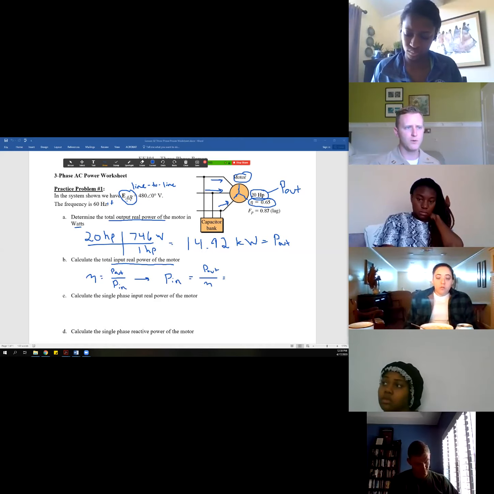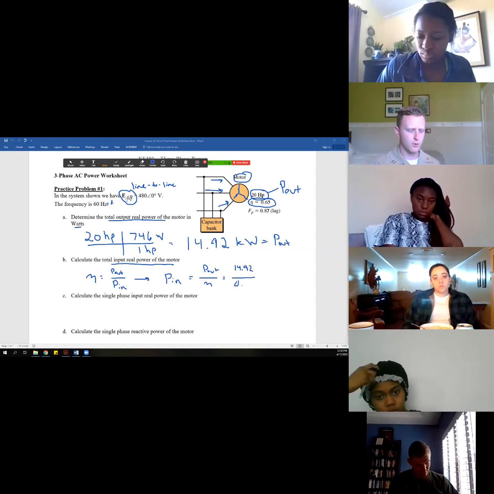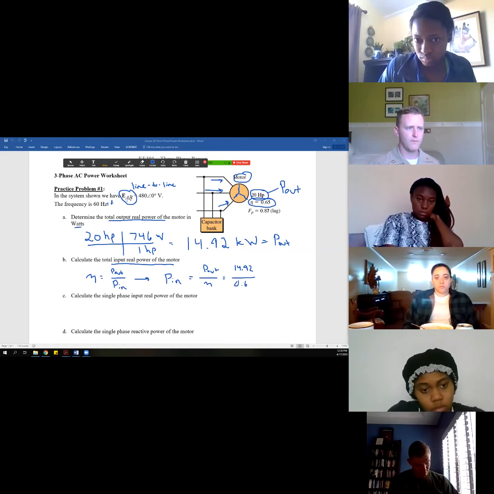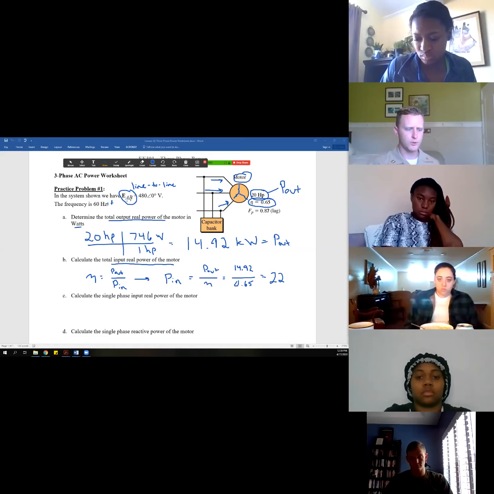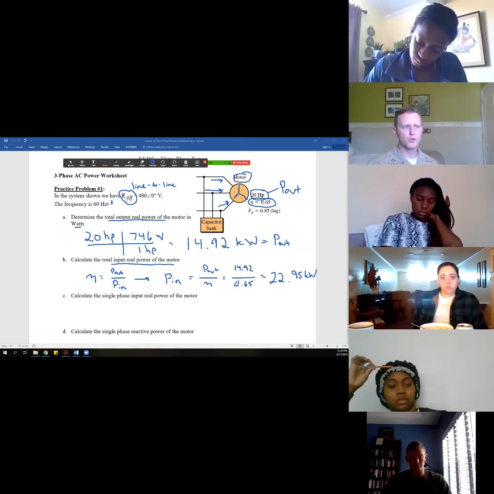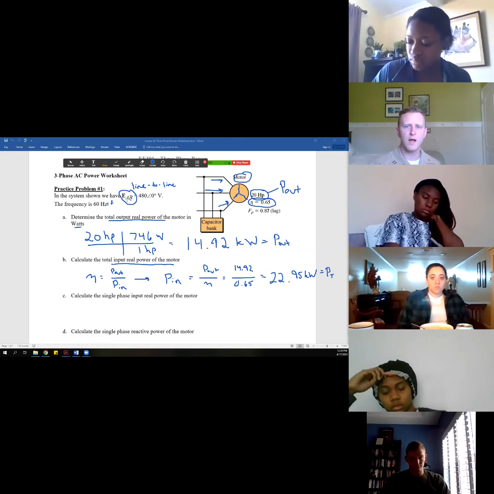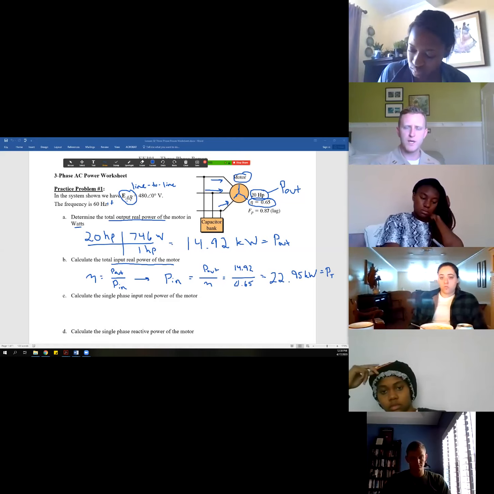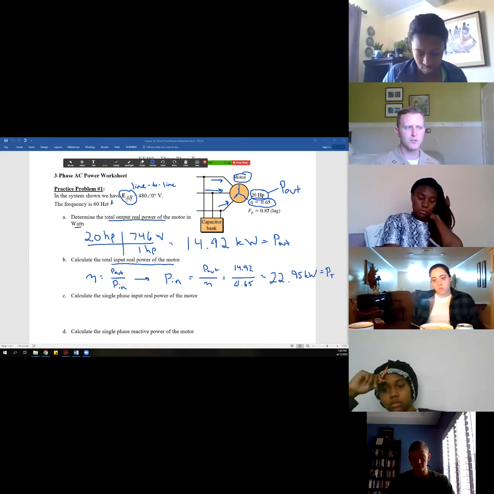All right, so P out, 14.92 divided by 0.65, and we get 22.95 kilowatts. So now this is my total P power, because it's all three phases. There's only one elevator moving. This is only one P out moving. So this is all three phases combined together is making my P total.